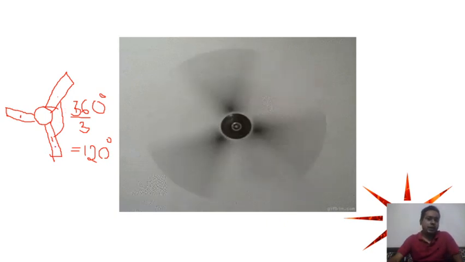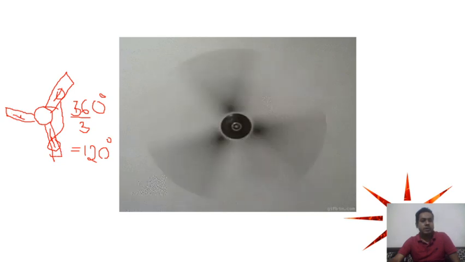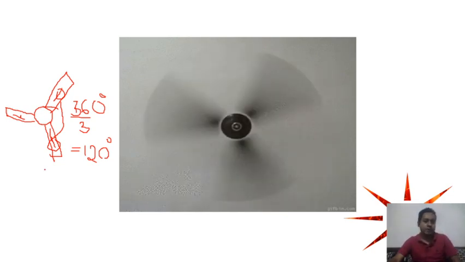And this ceiling fan has rotational order 3, because if this blade turns to this position, then that is 1st order, and this changes to this, then 2nd order, and this changes to this, then 3rd order. So a ceiling fan with 3 blades has 3 rotational order. If the blades are 4, then the rotational order will be 4, and the rotational angle will be 360 degrees divided by 4.